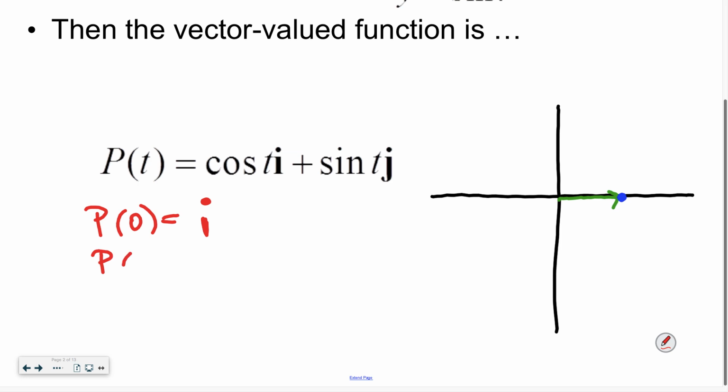What is the vector we get when we plug in pi over 2 to our vector valued function? Benjamin, what would we get? What's the cosine of pi over 2? It is 0. What's the sine of pi over 2? It's one. So we have 0i plus 1j. So we have the vector j.